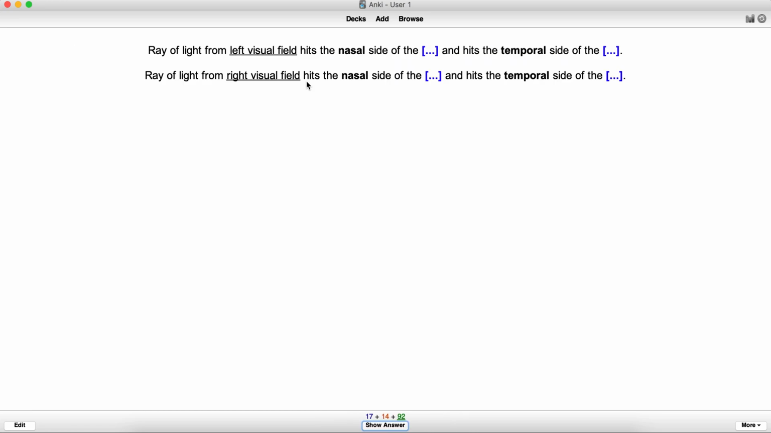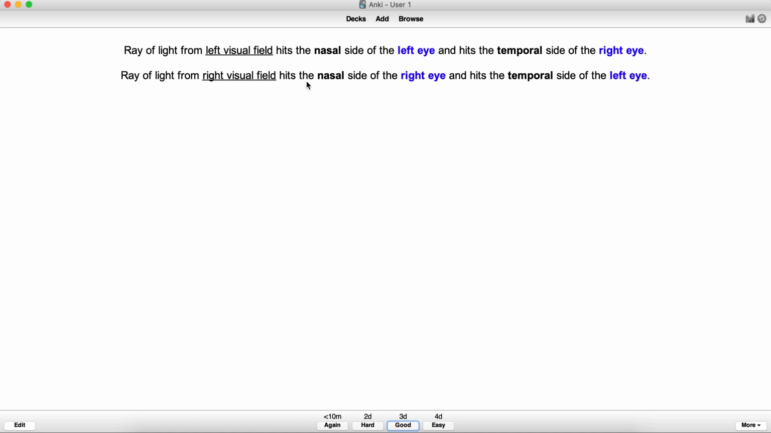A ray from the left visual field hits the nasal side of the left eye and the temporal side of the right eye, while a ray of light from the right visual field will hit the nasal side of the right eye and the temporal side of the left eye.